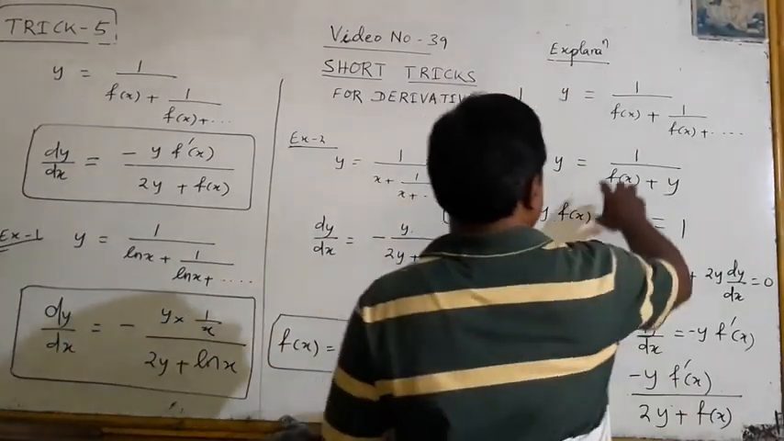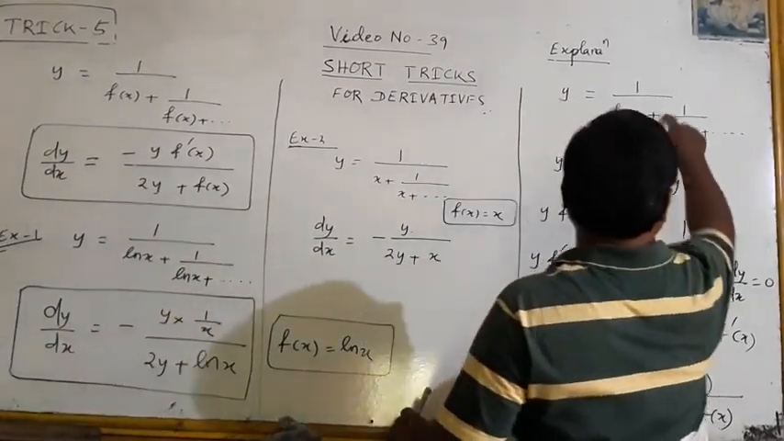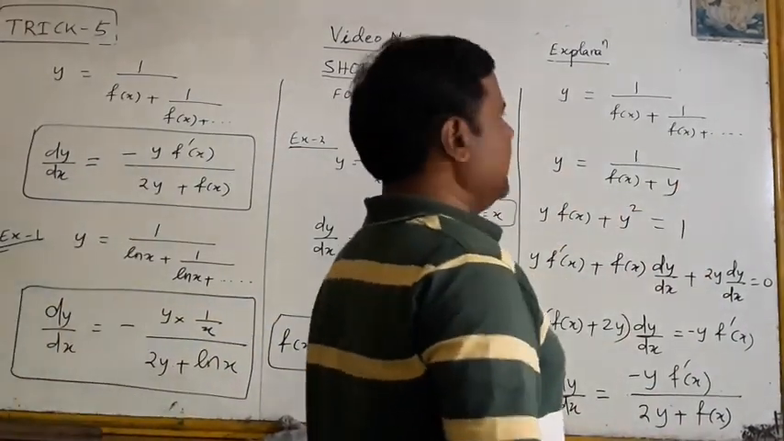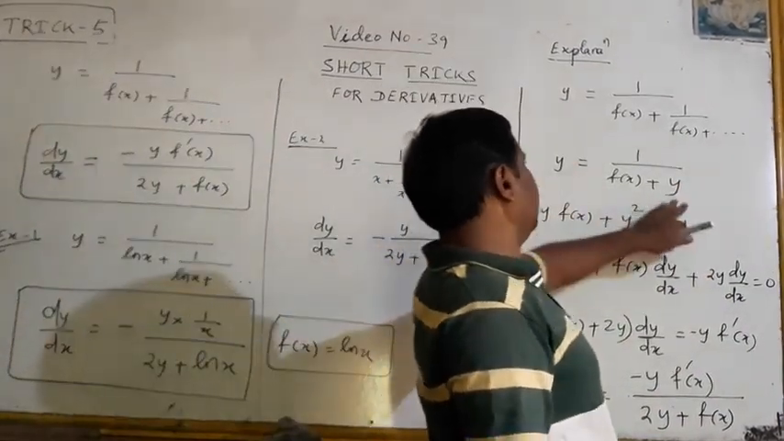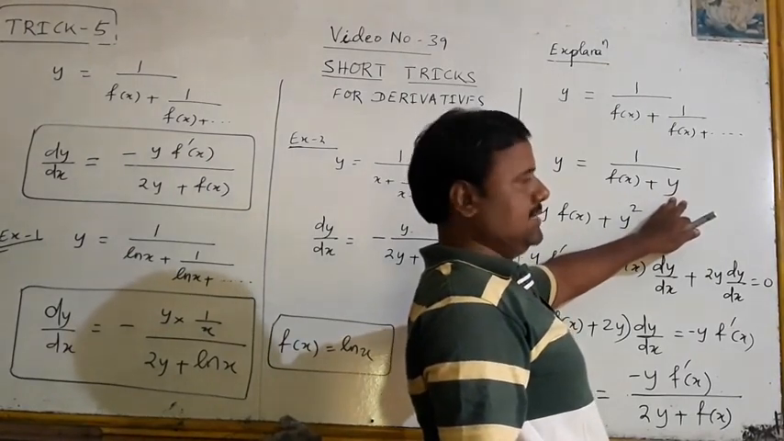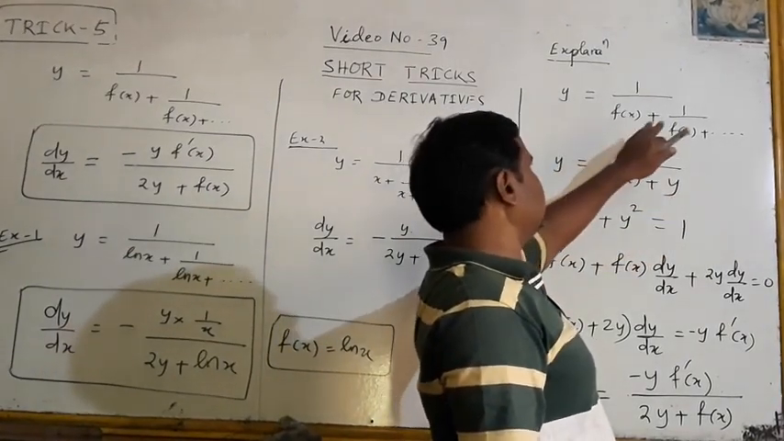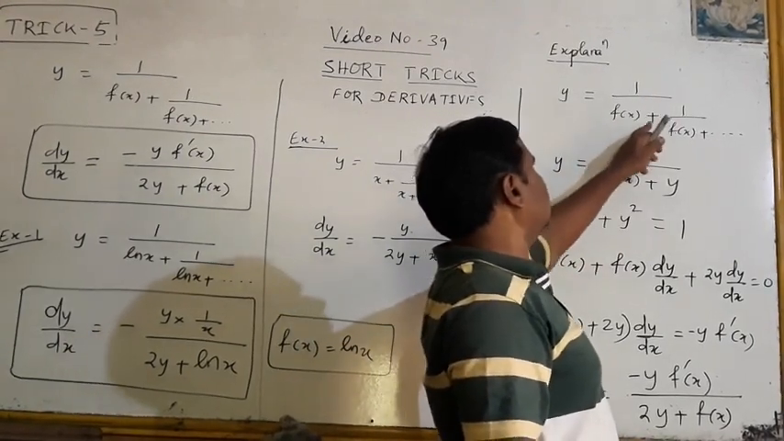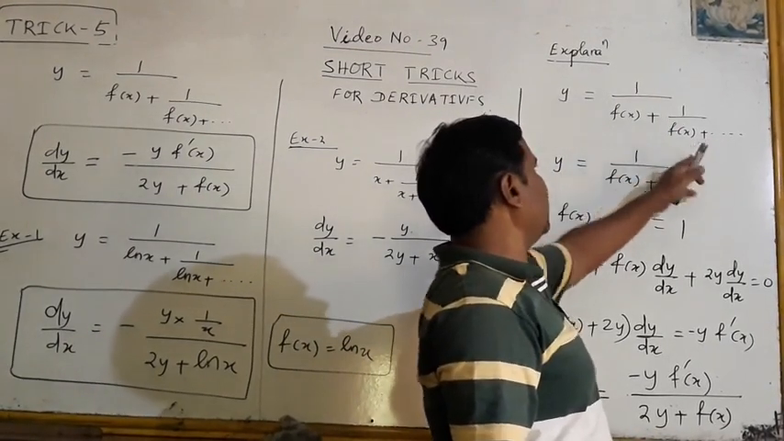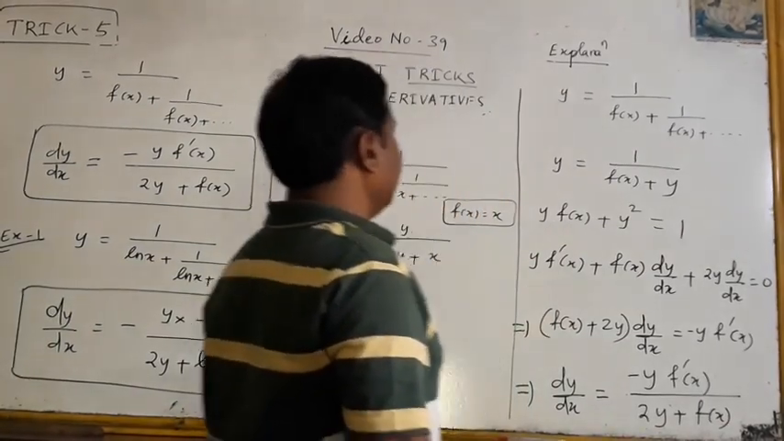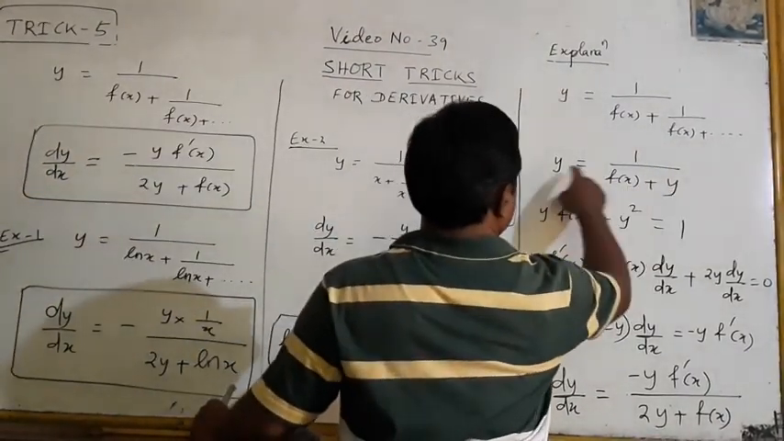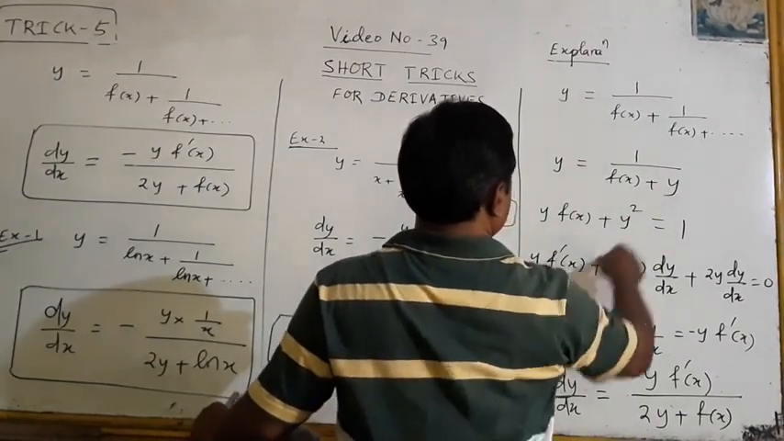This is what? 1 by fx. I am writing this part as my y because the same thing is repeated here. So y is equal to 1 by fx plus 1 by fx plus 1 by fx. 1 is removed, so what is the second? It becomes 1 by fx plus y, right? So multiply: y fx plus y into y square is equal to 1.